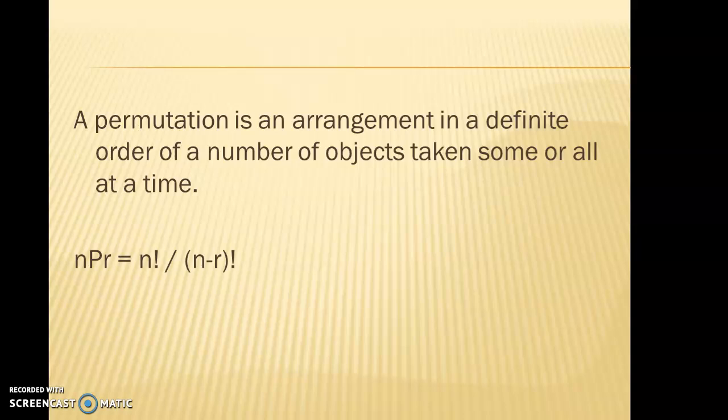So now we come to the definition of permutation. A permutation is an arrangement in a definite order of a number of objects taken some or all at a time. So what is the formula for this? nPr is equal to factorial of n divided by factorial of n minus r. You know what I mean by factorial. For example, factorial of 4 is equal to 1 multiplied by 2 multiplied by 3 multiplied by 4. That is the way you calculate the factorial of a number.